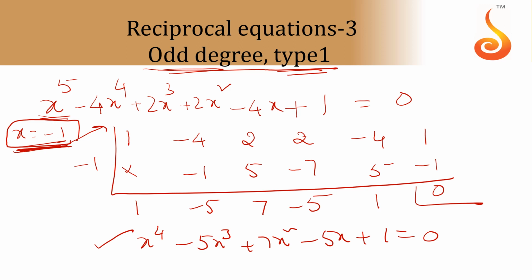How to solve even degree type 1? I have a procedure. You have to divide with the x power degree by 2 and combine them, and you will take x plus 1 by x equal to y, and you will solve that equation. So please remember, odd degree type 1, minus 1 is a root. If you do synthetic division, the remaining equation will be even degree type 1, which we can solve.